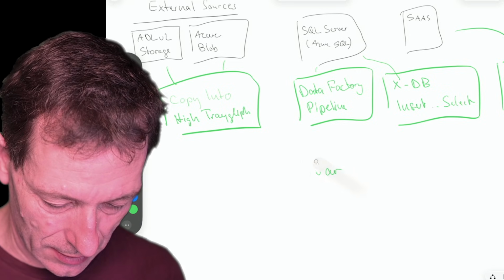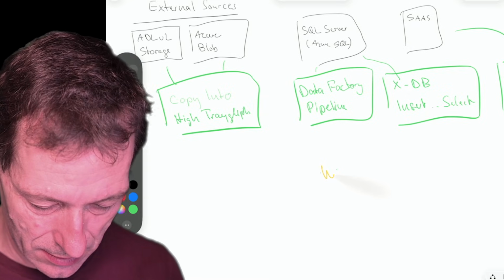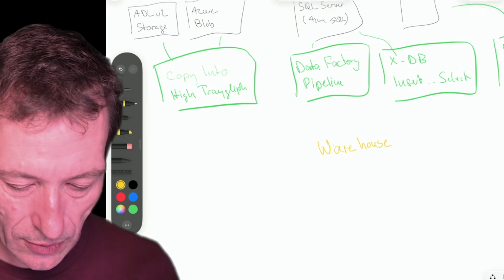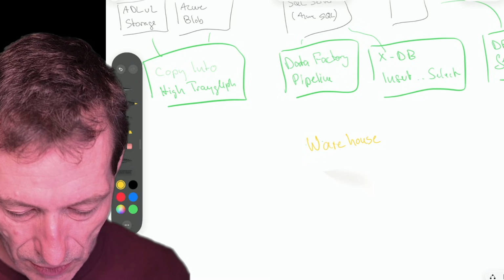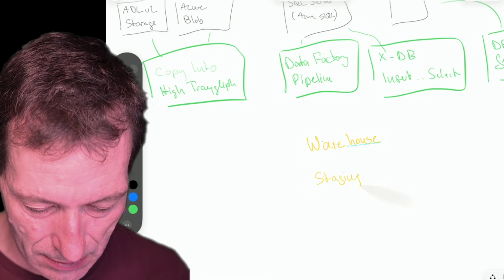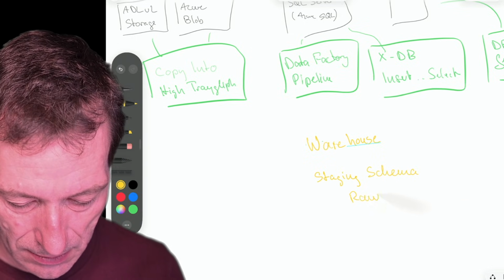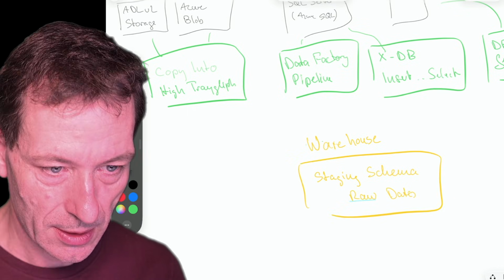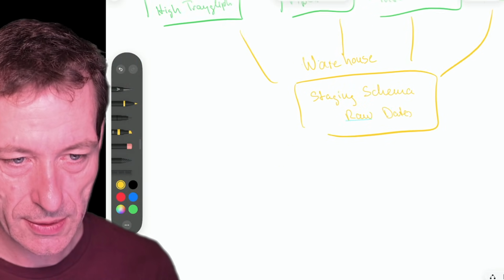Let's change the color. Warehouse. All this data goes into the data warehouse in some way. So let's assume you stage all your data in a warehouse. Then you have the staging schema here, with all your raw data. And everything comes in here. From each different source, the data is coming into your staging schema.